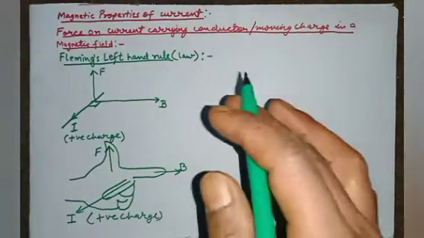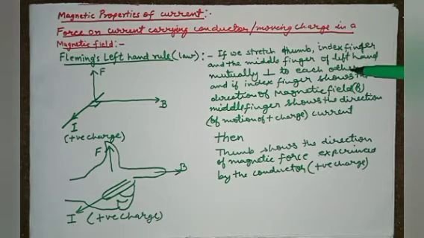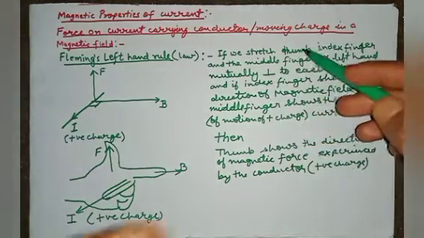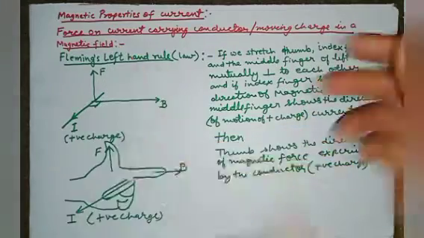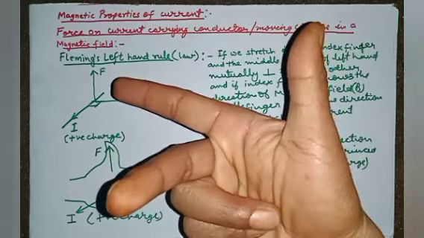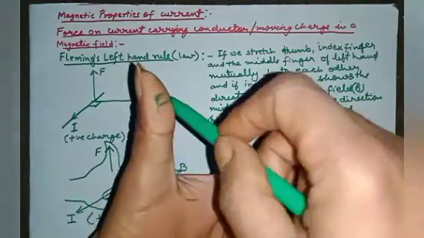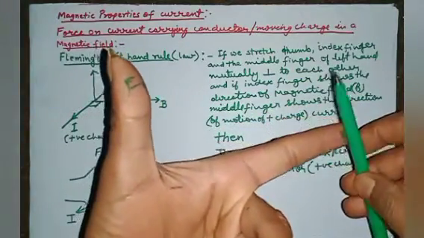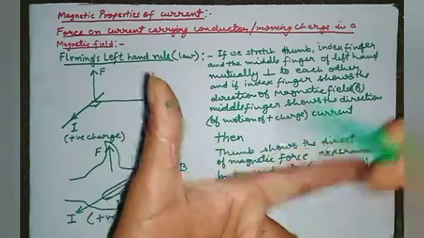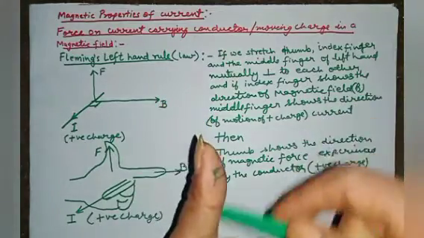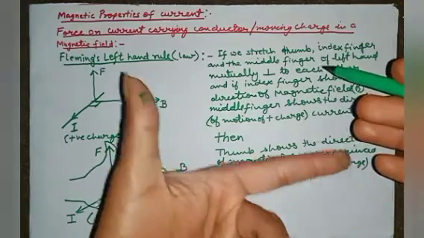So what is the statement of this rule? Here it is. It looks quite lengthy, but you can develop it in your own words also. If we stretch the thumb, index finger and middle finger of the left hand, this is important because we can do it using our right hand also, of the left hand, mutually perpendicular to each other. They must be perpendicular to each other. And if the index finger shows the direction of magnetic field, the middle finger shows the direction of current or motion of positive charge, then the thumb shows the direction of magnetic force experienced by the conductor or that positive charge.